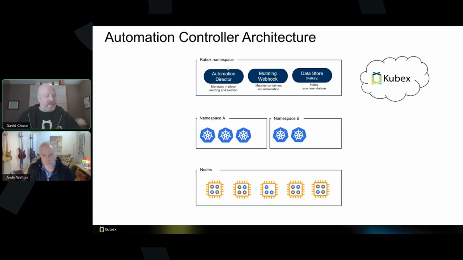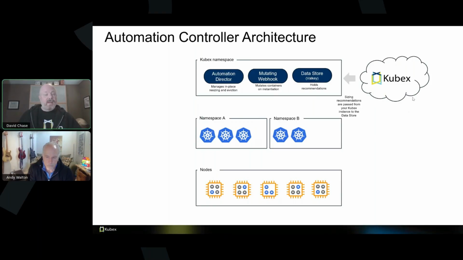Everything on the left-hand side represents things happening within your Kubernetes cluster. We've got the Kubex namespace. We've got three components that make up our automation controller, and I'll explain what those three components do in this process in a moment. Then you have some workloads here in the middle that are operating, and those are the workloads that we're going to right size. And lastly, you've got node infrastructure that supports the running workloads within our cluster. Let's look in more detail at how this workflow operates.